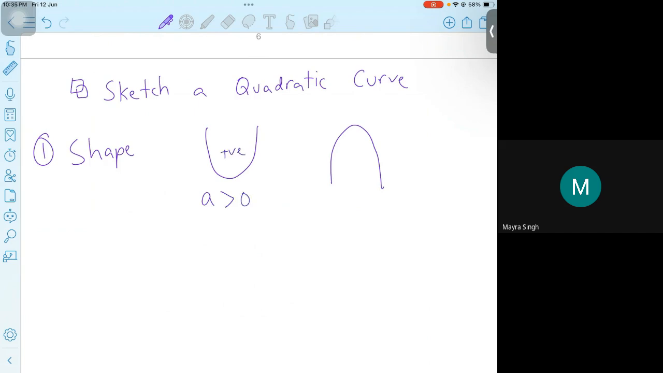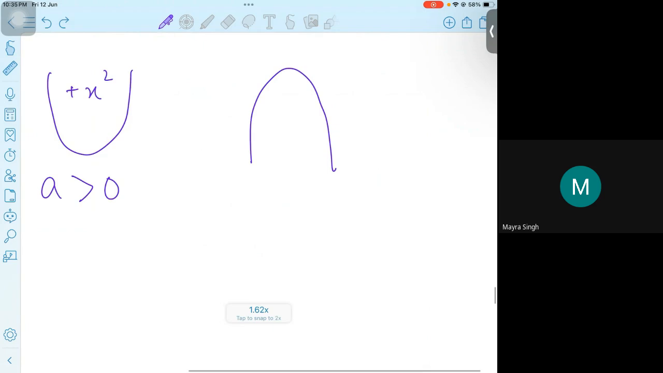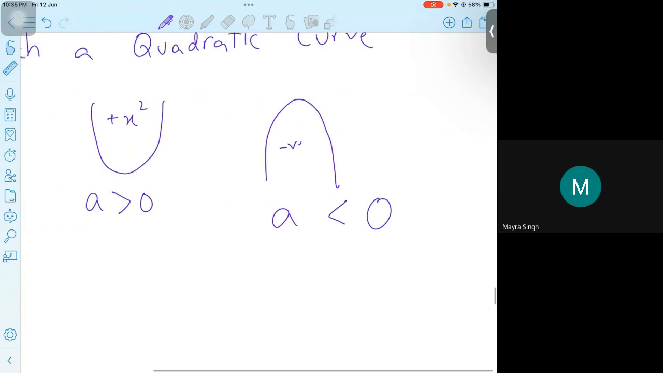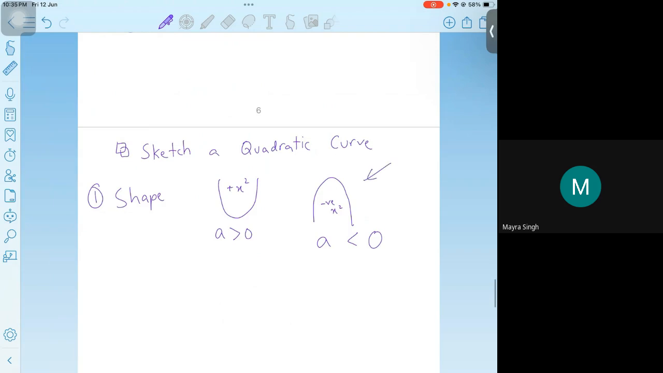So we have a positive x squared. Let's write positive x squared here. I hope you can remember this means it's a positive x squared. Similarly, if a is less than 0, then I have a negative x squared, right? And a negative x squared gives me a curve of this shape. I hope that makes sense to all of you.